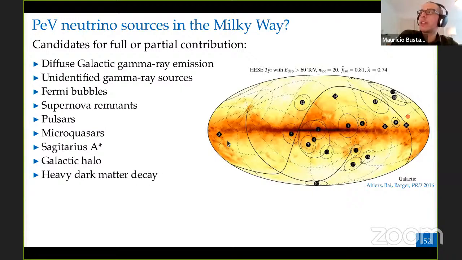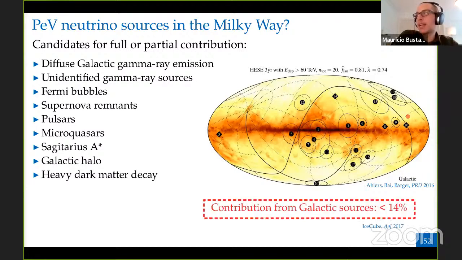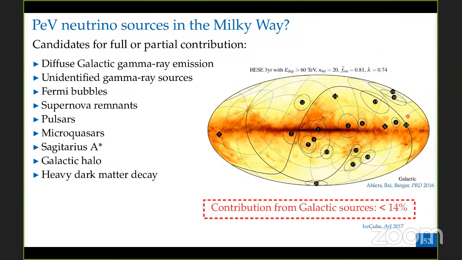So what you do is you create a mask that is showing where these sources are, or where they're more concentrated in the sky. You compare that distribution to the distribution of arrival directions of your neutrinos, and you see what the compatibility is statistically between the two maps. And when you do that, it turns out that the contribution of the galactic sources is at most 10% and possibly zero.